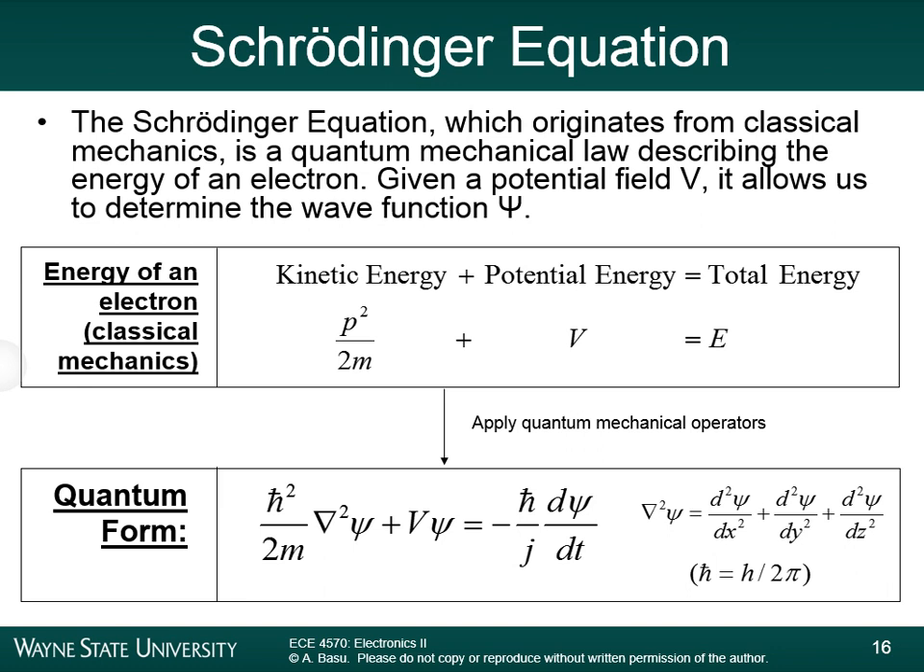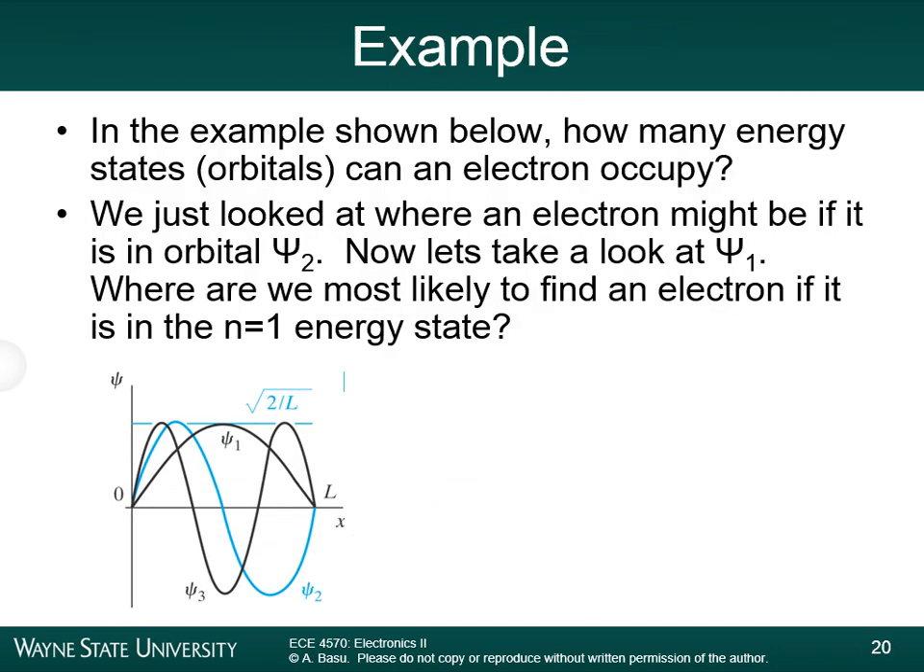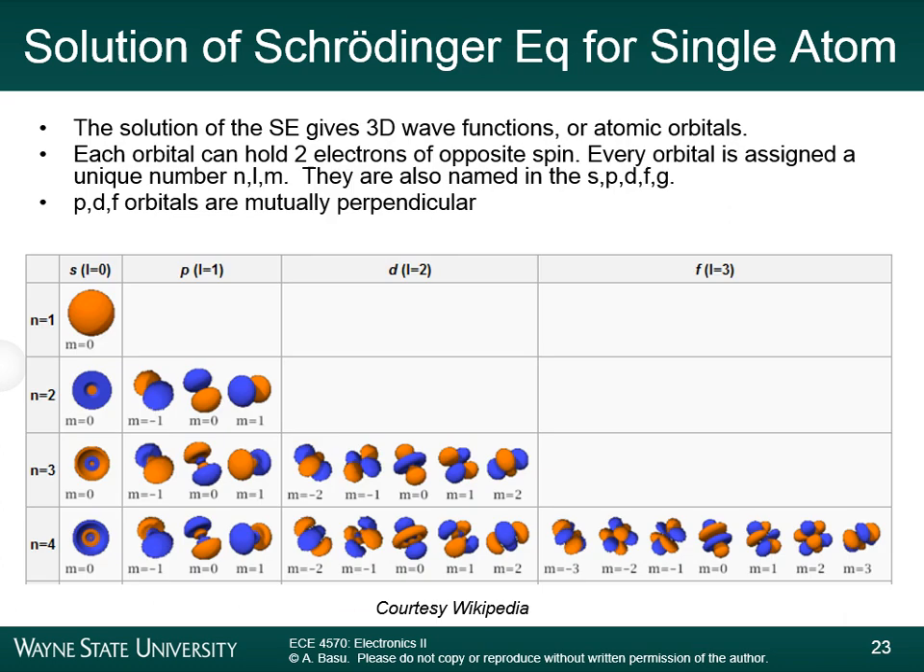All right. So just to touch on last time, this was the solution to the Schrodinger equation for a single atom. This is where you have one nucleus, and there's no other nuclei around it.